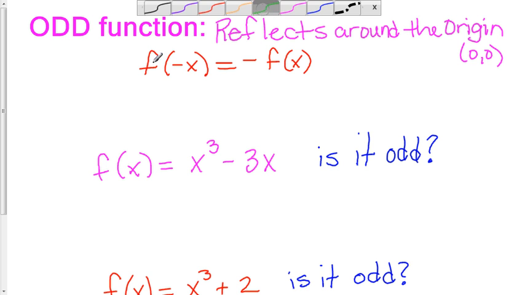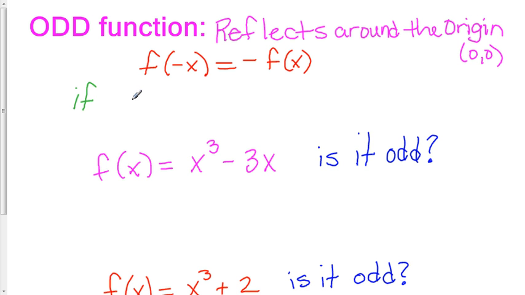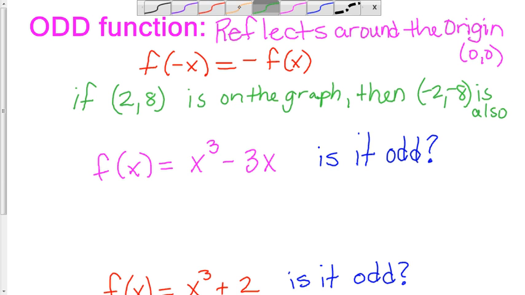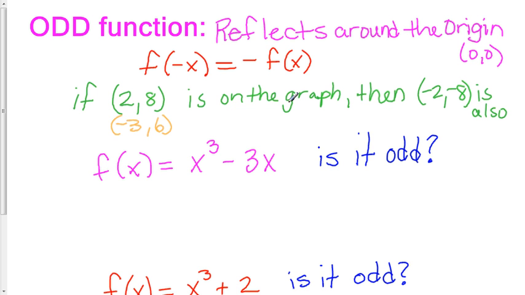And so as an example, if (2, 8) is on the graph, then a (-2, -8) is also. Or similarly, if you had, say, a (-3, 6) on the graph, then (3, -6) would be.